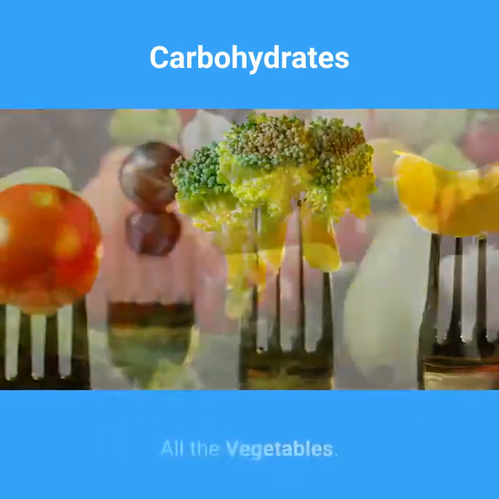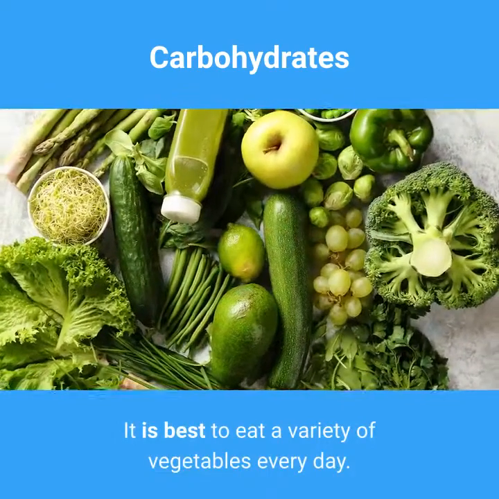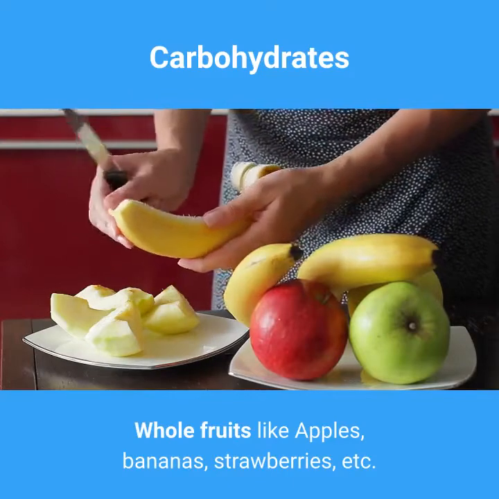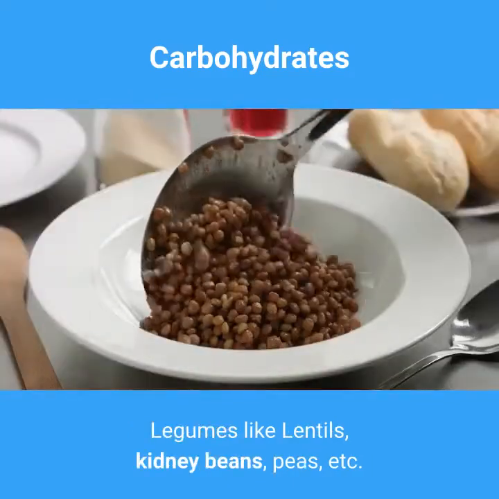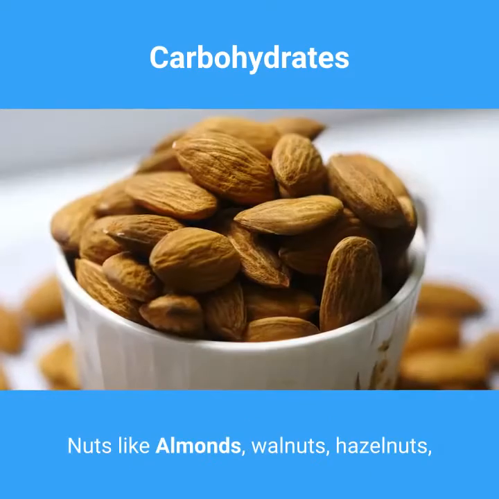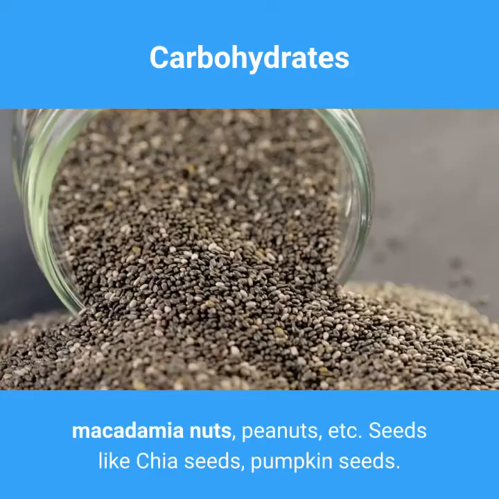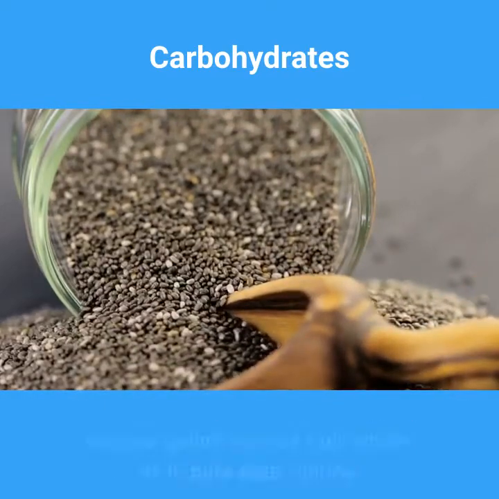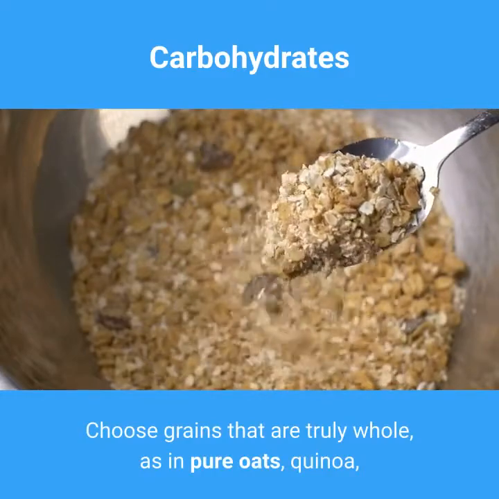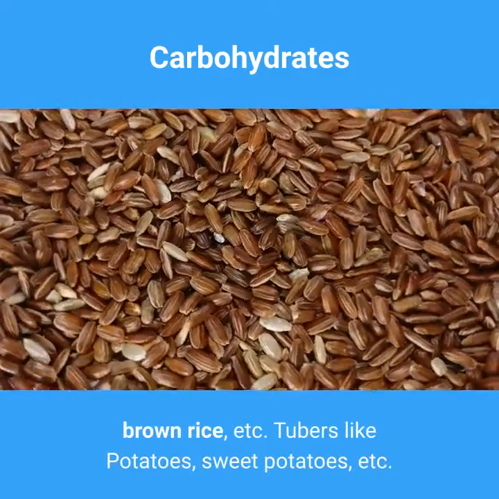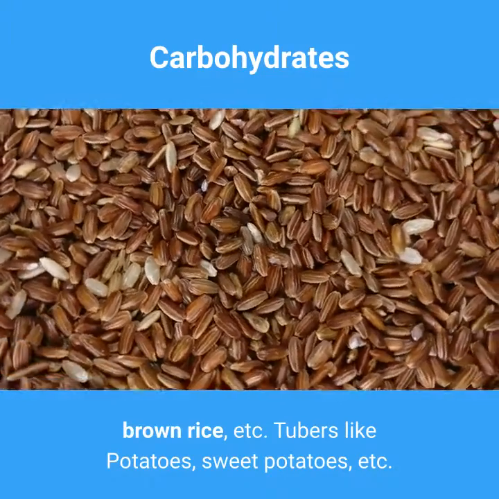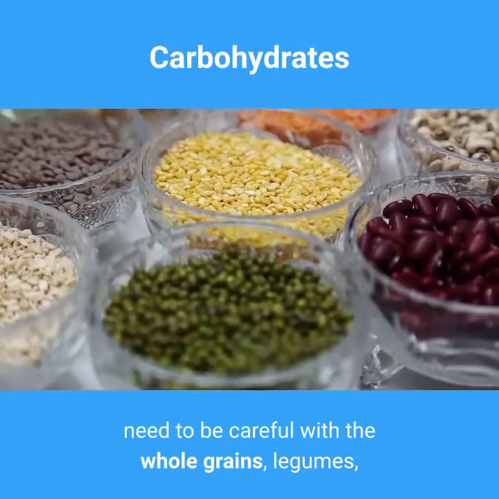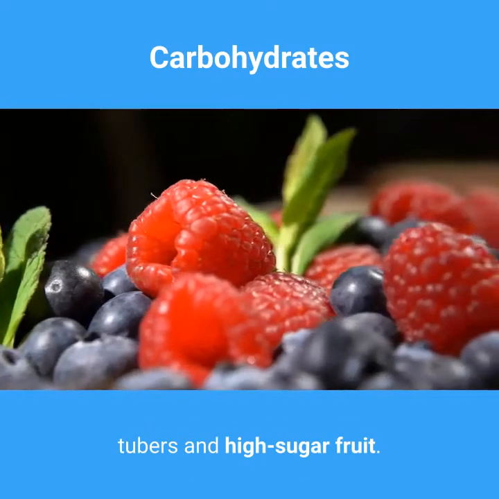Good carbs. All the vegetables. It is best to eat a variety of vegetables every day. Whole fruits like apples, bananas, strawberries, etc. Legumes like lentils, kidney beans, peas, etc. Nuts like almonds, walnuts, hazelnuts, macadamia nuts, peanuts, etc. Seeds like chia seeds, pumpkin seeds. Choose grains that are truly whole, as in pure oats, quinoa, brown rice, etc. Tubers like potatoes, sweet potatoes, etc. People who are trying to restrict carbohydrates need to be careful with the whole grains, legumes, tubers and high-sugar fruit.